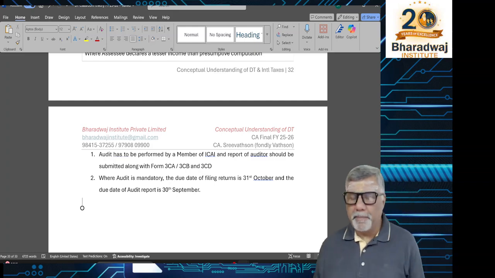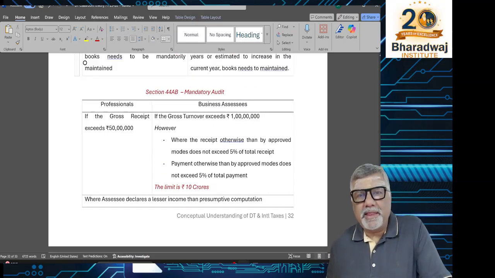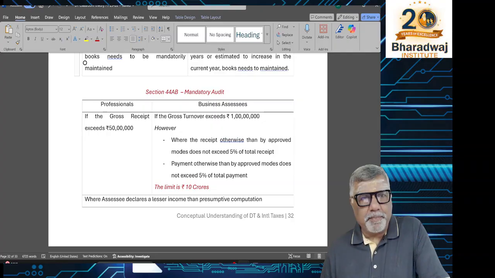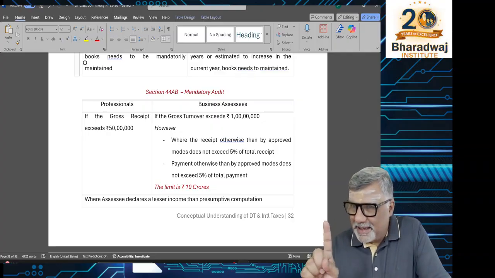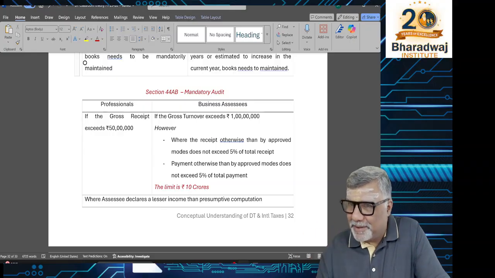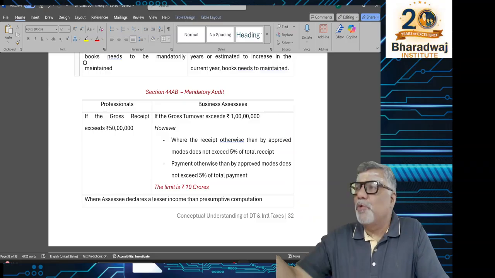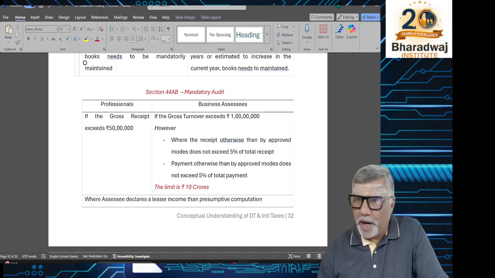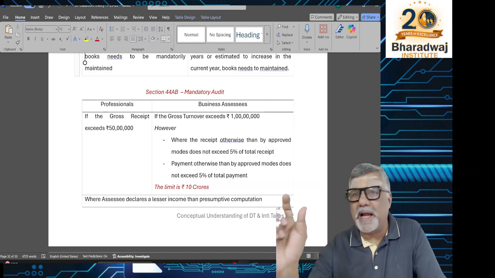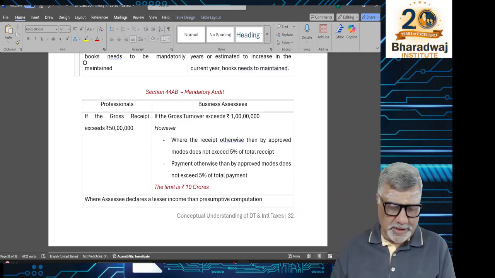Now I'm taking you again to this, where the receipt otherwise than by approved modes, payment otherwise than by approved modes. We never said only revenue receipt or revenue payment, all payment. I would have even received share capital. Take all receipts. It is not P&L account, it is cash book. Take all the receipts and compare 5%, 5% in each. Read through, let's go to a question.